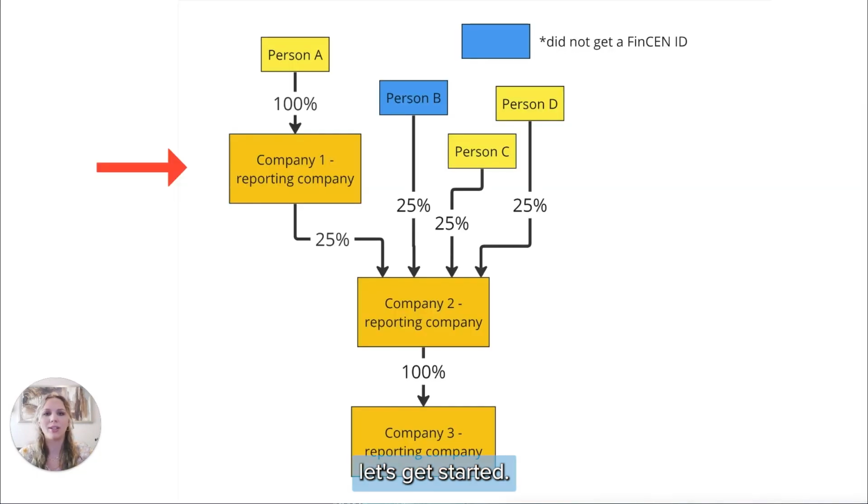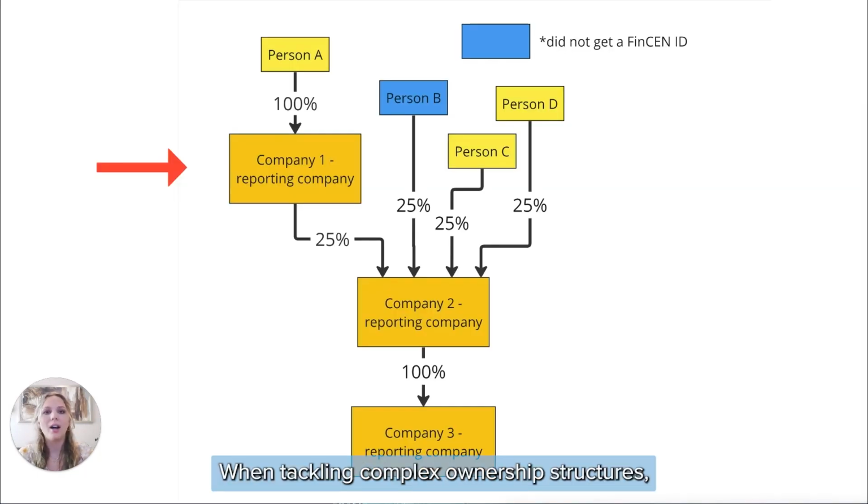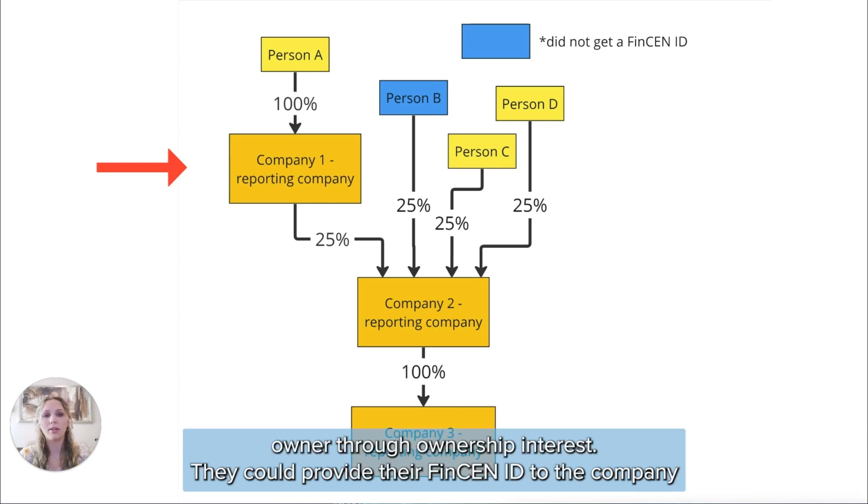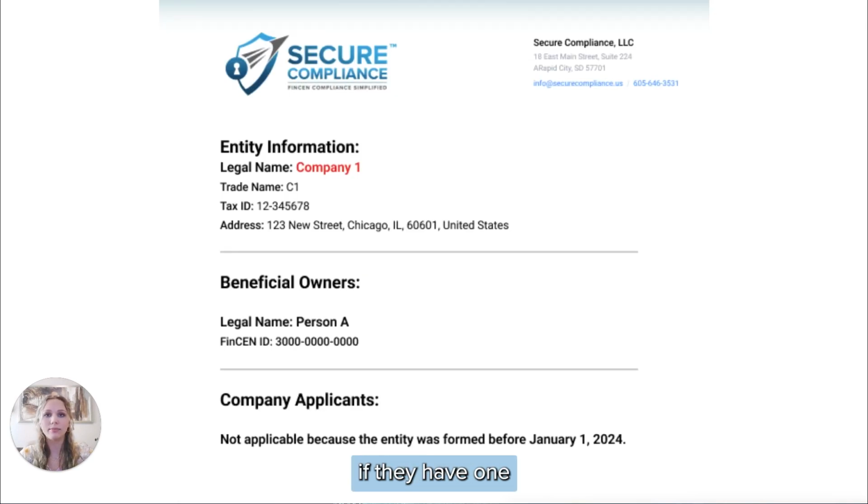So let's get started. When tackling complex ownership structures, it's useful to employ tools like flowcharts, like the one here. Let's look at Company 1. It would need to file a report, and Person A would be a beneficial owner through ownership interest. They could provide their FinCEN ID to the company if they have one.